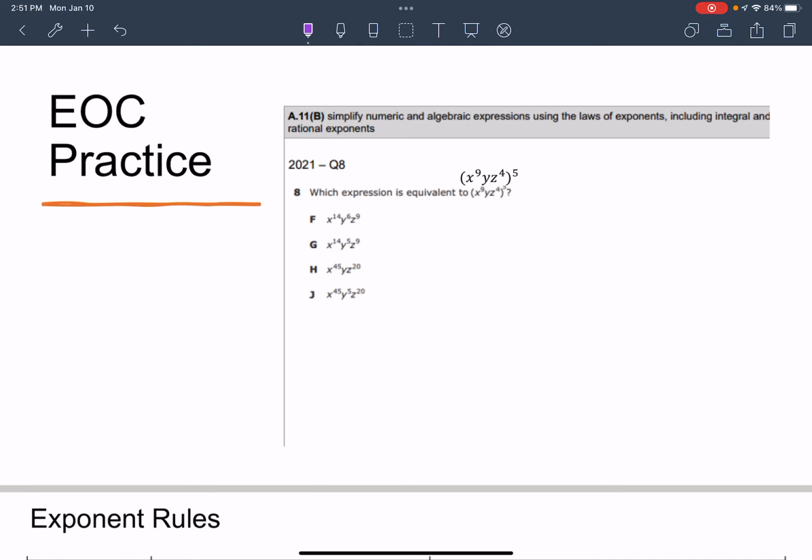We left off in class today talking about the power of a power rule. So let's look at this practice question from the EOC. Go ahead and pause the recording and try this problem on your own.